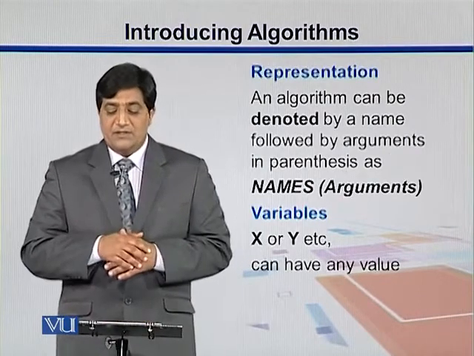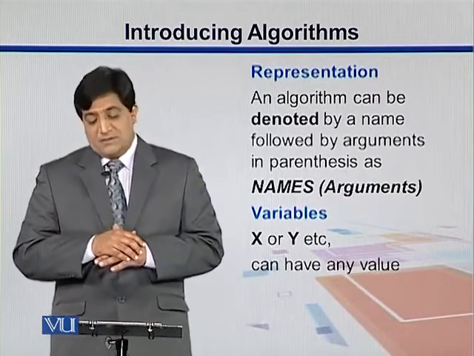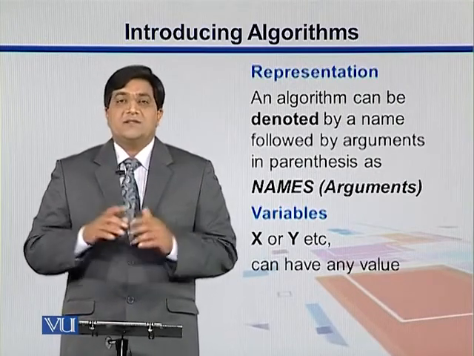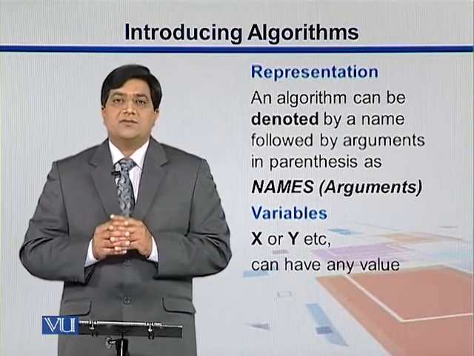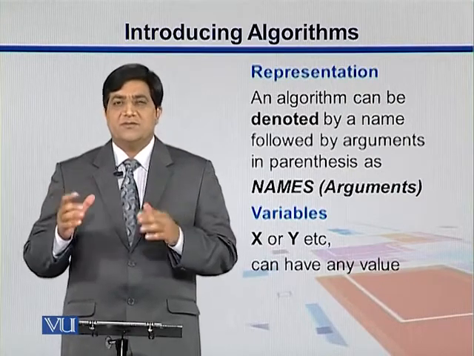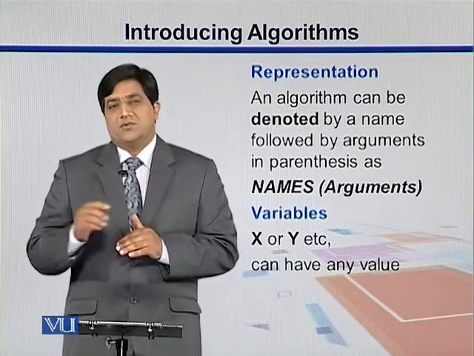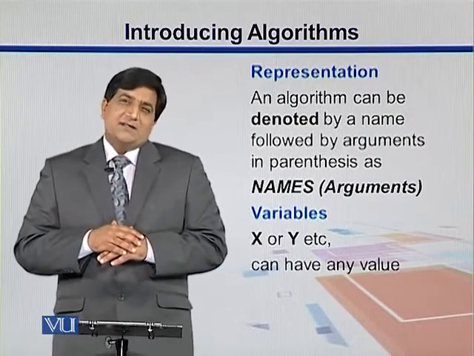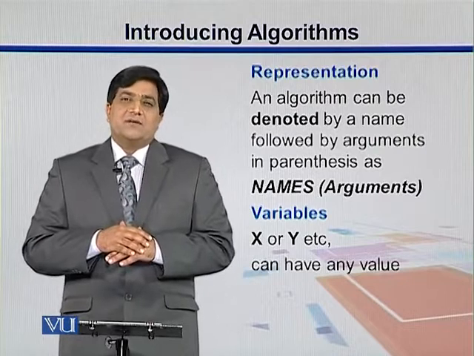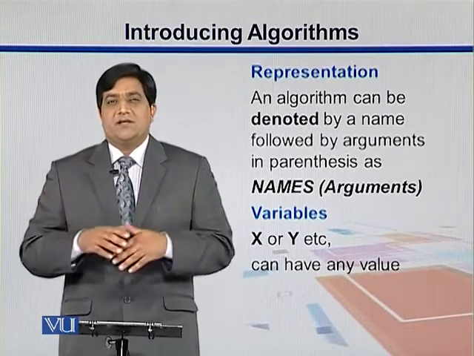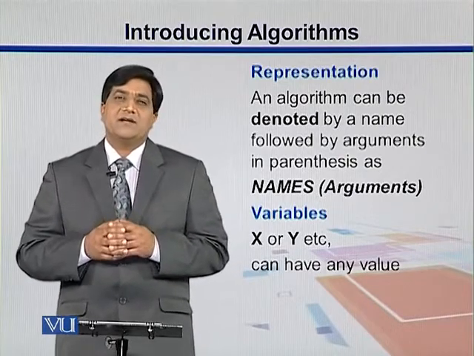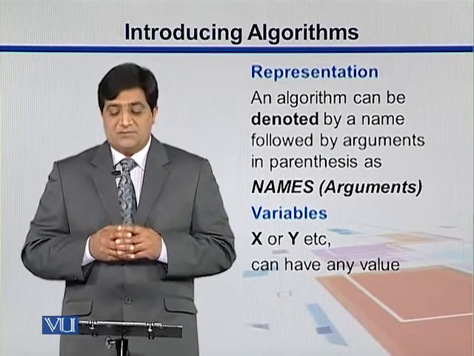So here is how we represent algorithms. They are denoted by their names, and then in parentheses we provide some arguments. Arguments are inputs which we give to those algorithms. Then there are variables. While writing an algorithm, we can see some variables. It may be X or Y or A or B or C. Those variables can be assigned any values.